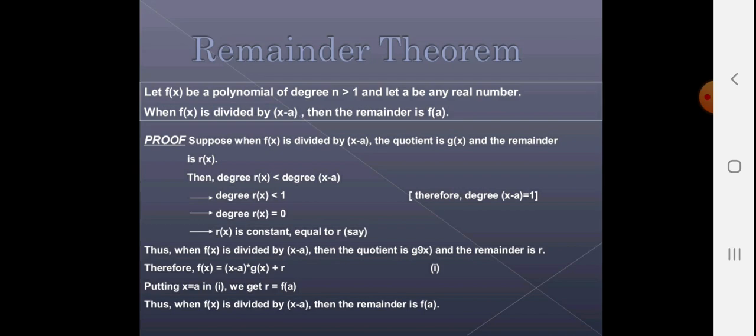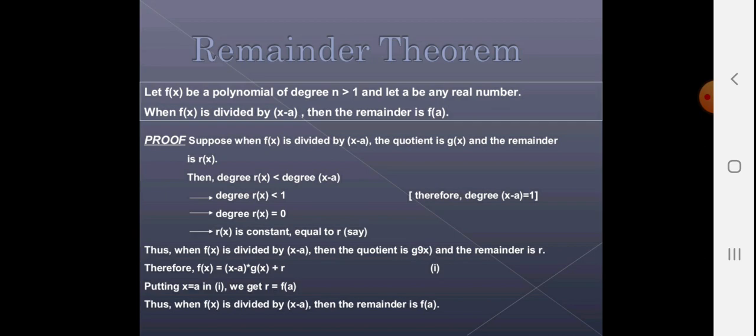Proof. Now let's prove this. Suppose when f of x is divided by x minus a, the quotient is g of x and the remainder is r of x. So the degree of r of x is less than the degree of x minus a. So the degree of r of x is less than 1. Therefore, the degree of r of x is 0. So r of x is a constant, say r.